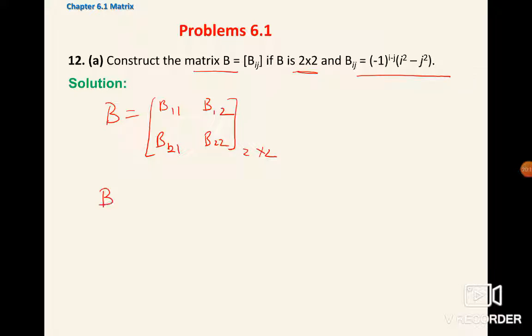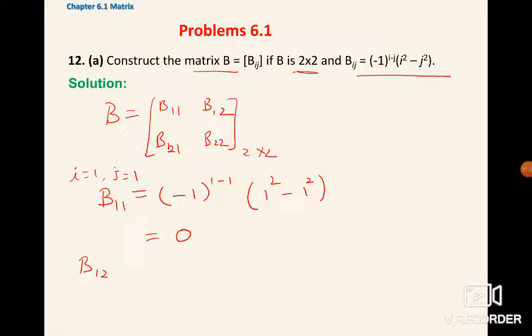So if I want to write B11, the case is I is 1, J is 1, isn't it? How to write the formula? Minus 1 to the power I minus J, that is 1 minus 1, and 1 square minus 1 square. So what do you get? 0. When I and J are equal, you get 0. This is 0, 1 minus 1. Okay, so B11 is 0.